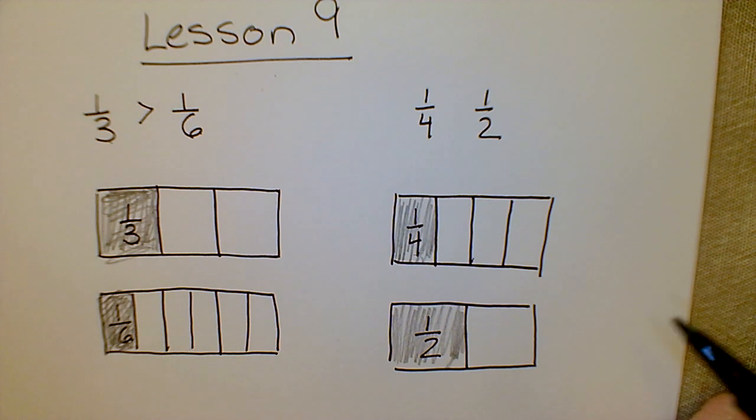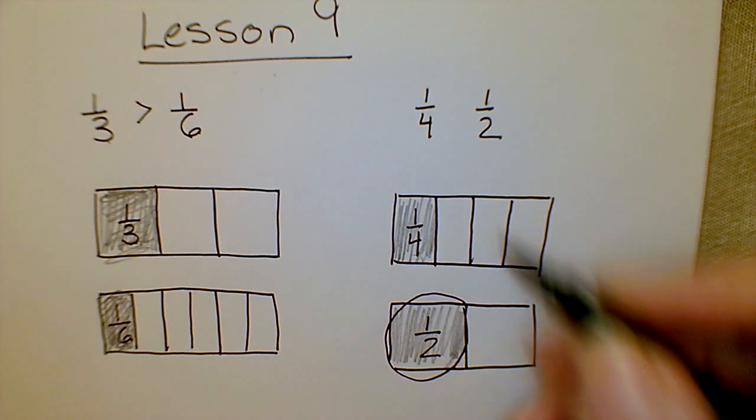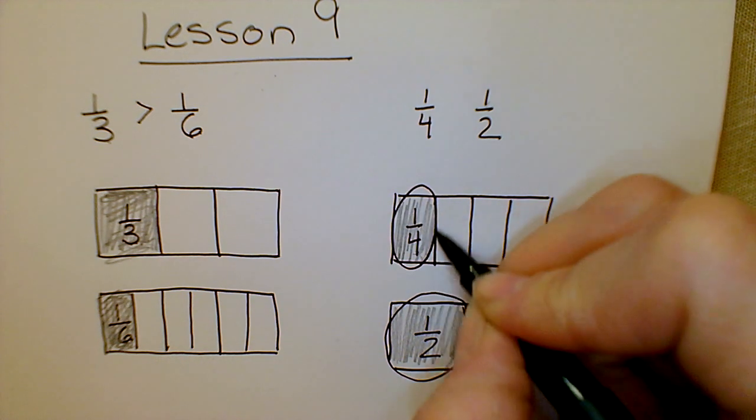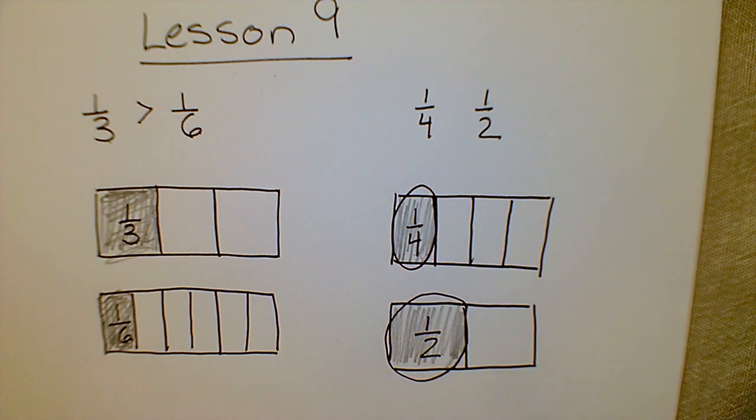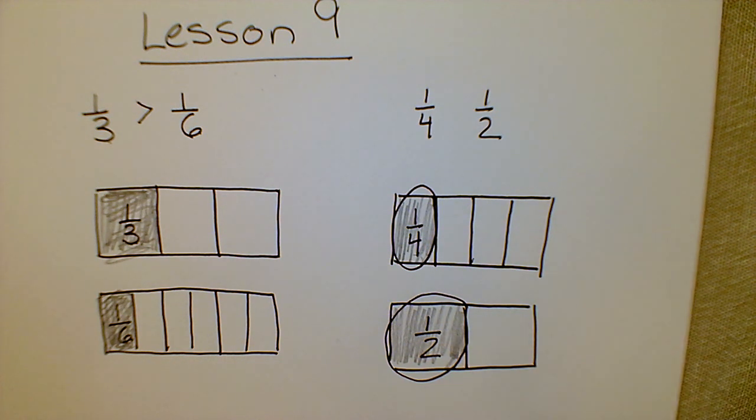And again, you can see that 1/2 is much bigger than 1/4 or a quarter. It takes up a lot more space out of the whole thing. It's much larger. If I were going to have a cookie, I would want to have a half of the cookie, not just a quarter or a fourth of the cookie.